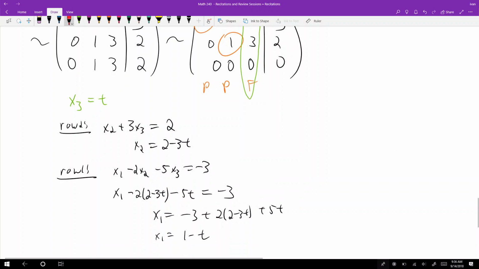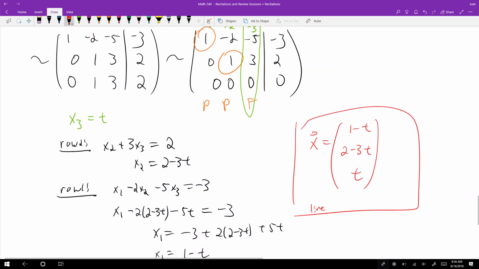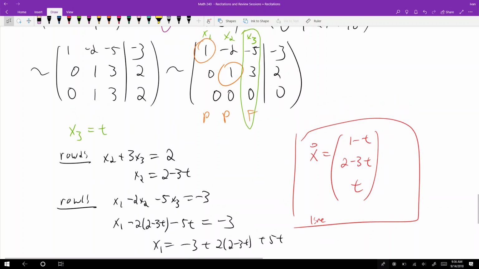Okay, and so now here's my x vector. The solution has 1 minus t; that's x1. x2 is 2 minus 3t. x3 is t. All right. And what is that? It's a line, yeah. Okay. And how many solutions do I have on a line? An infinite number of solutions. So I have 3 planes, and they're intersecting exactly at a line.